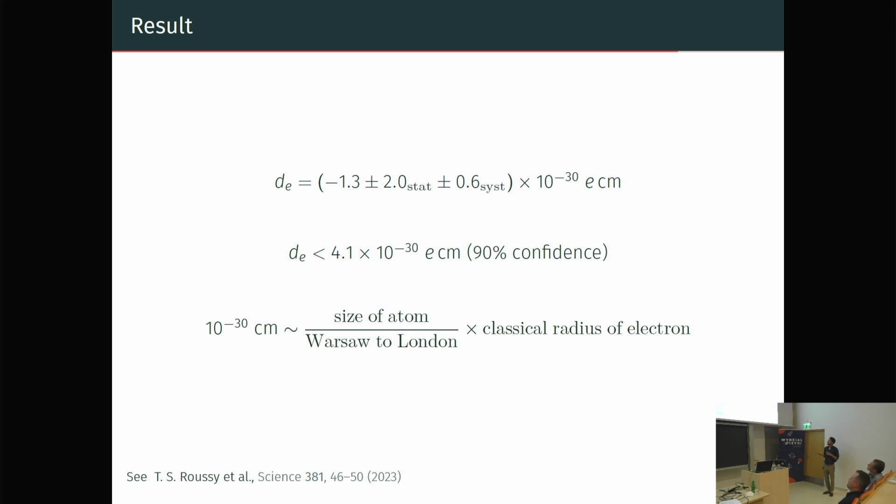And this 10 to the minus 30 centimeters is kind of a difficult thing to understand how small it is, but this is like saying that if you took the ratio of the size of an atom to the distance from Warsaw to London, that same ratio is multiplied by the classical radius of the electron. That's about 10 to the minus 30 centimeters. This is a really ludicrously small number.